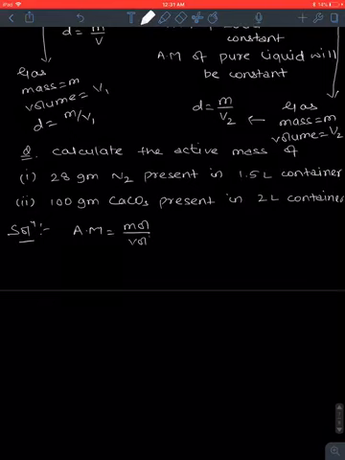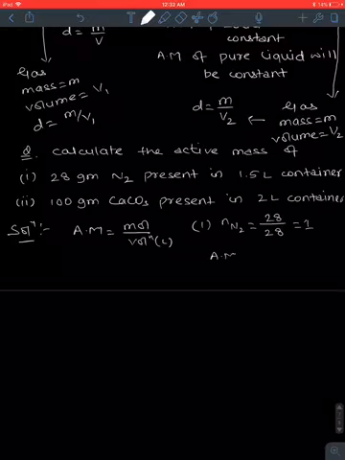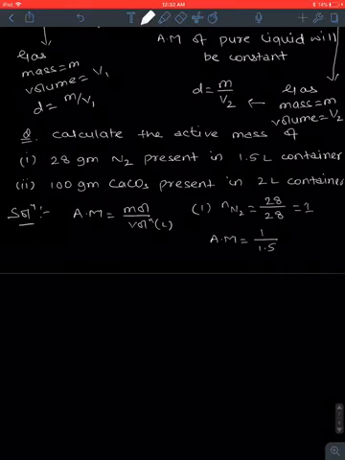Active mass is moles upon volume in liters. Now for the first question, what we can say is that moles of nitrogen will be equal to what? Its mass upon molar mass. Mass of nitrogen is 28 upon molar mass of nitrogen, that is also 28, means moles of nitrogen present is 1. So active mass will be equal to moles upon volume, which is 1 upon 1.5. So this will be the active mass of 28 gram of nitrogen present in 1.5 liter container.